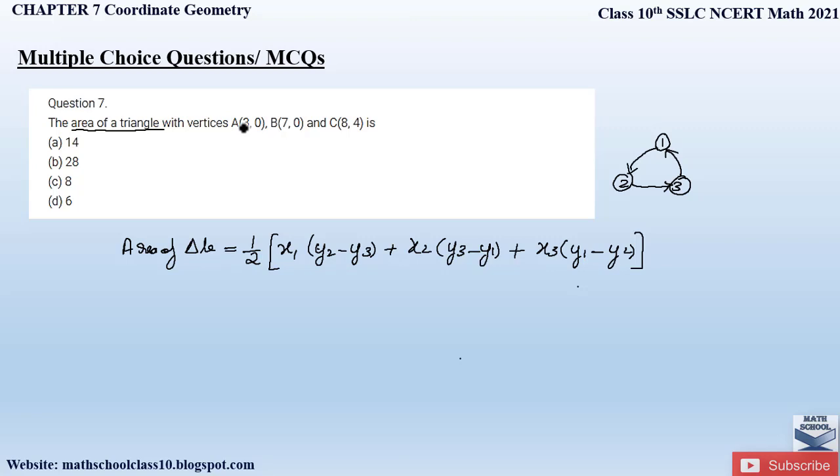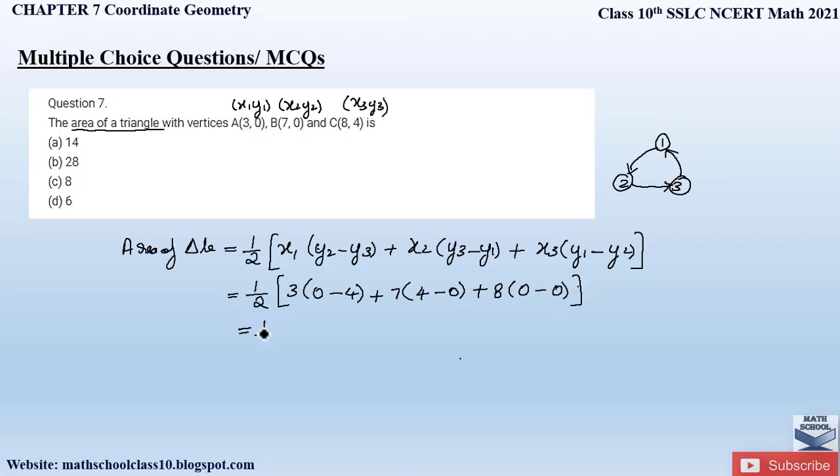Okay, so here now let us assume point A to be x1 y1, point B to be x2 y2 and point C to be x3 y3. Substitute the values in the formula, you will get area of the triangle. Okay, so what is x1 value? It is 3, y2 is 0 and y3 is 4 plus x2 is 7, y3 is 4 minus y1 is 0 plus x3 is 8 and y1 is 0 minus y2 is also 0.